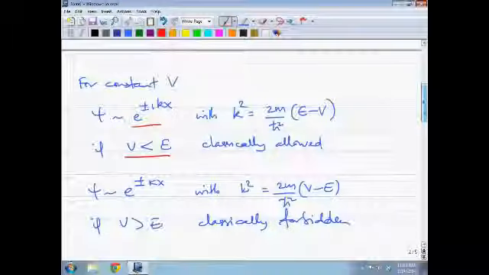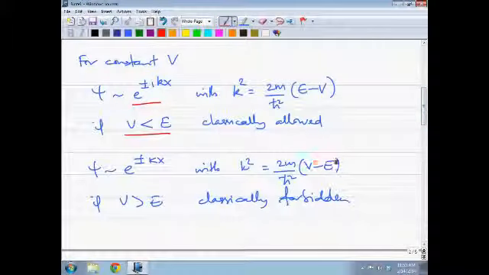On the other hand, if the potential energy is actually bigger than the kinetic energy, then I get a solution which is either exponentially growing or exponentially decaying. Notice that the definitions of kappa and k are different, because in the lower line I've taken the combination V minus E, which is by construction positive, because we're in a classically forbidden region where the total energy is actually less than the potential energy.